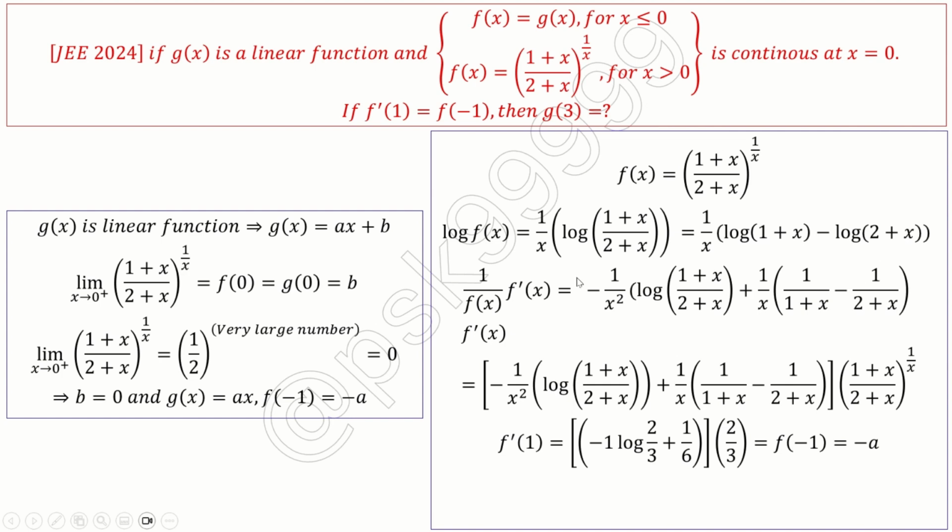Now what is my g of 3? g of 3 is nothing but 3a, correct? g of 3 is nothing but 3a. So 3a is 2 times log 2 by 3 minus 1 by 6. This is the answer.